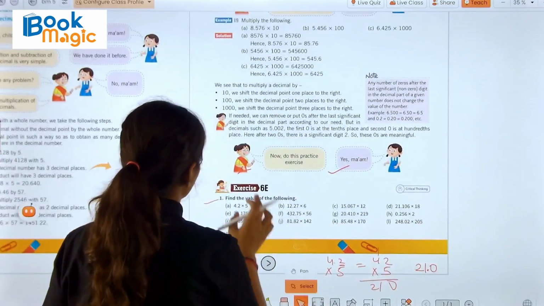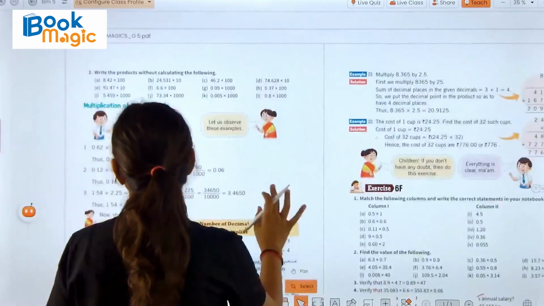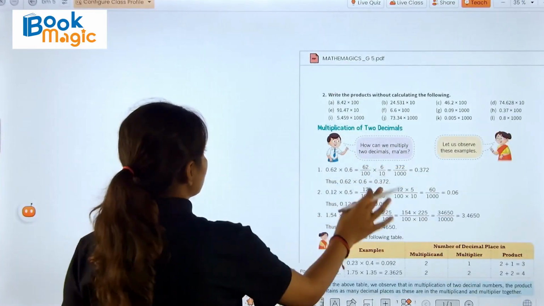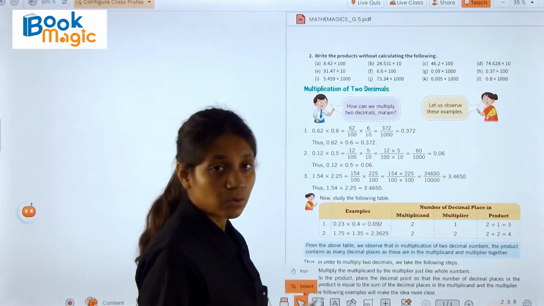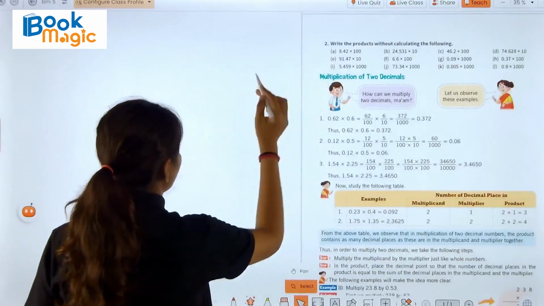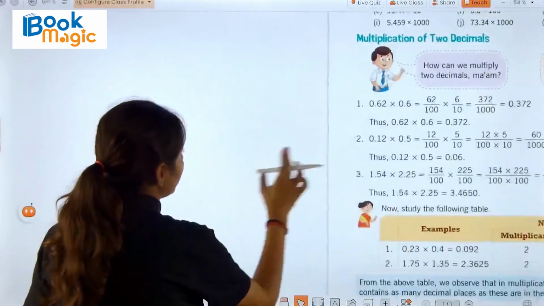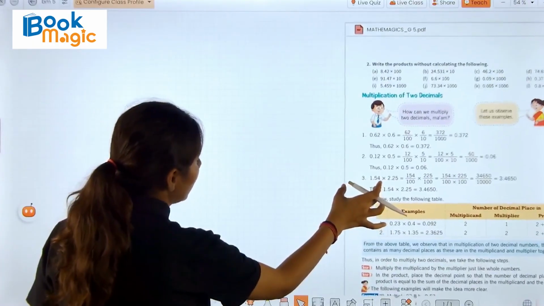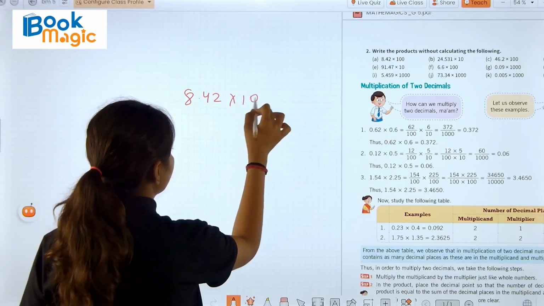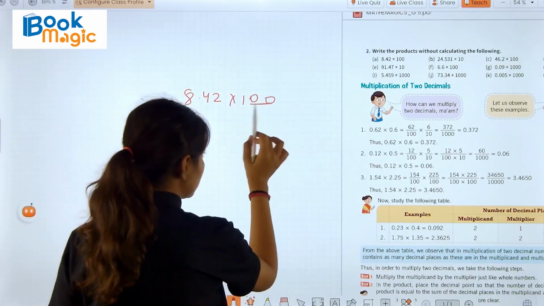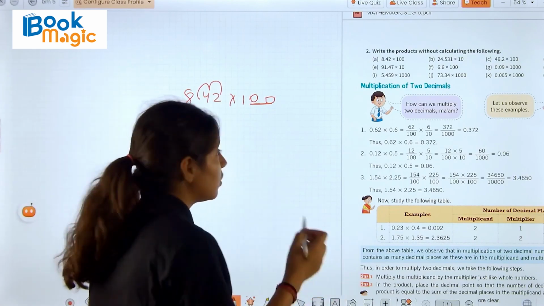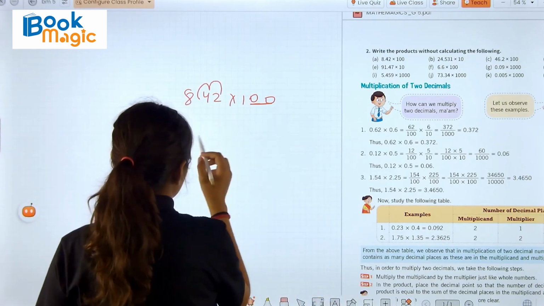Similarly, we have some more questions. Question number 2. Write the product without calculating the following. So here we do not have to calculate the answer by just multiplying. We will use the trick. So first part is 8.42 into 100. We know that if it is having two zeros, we have to just shift this decimal to the right for two digits. Okay.